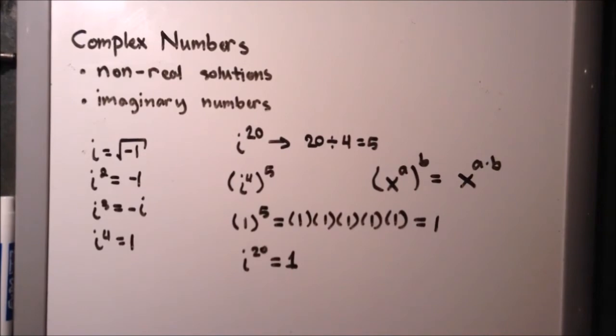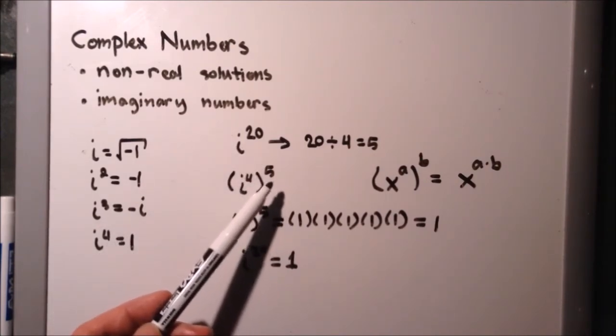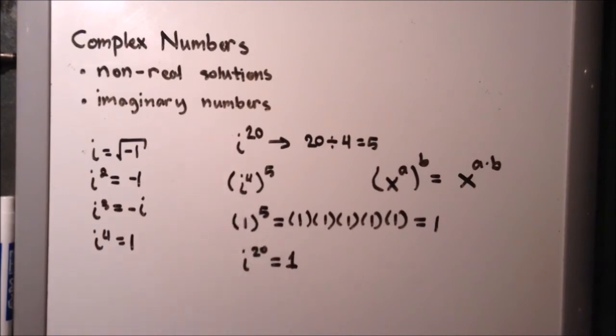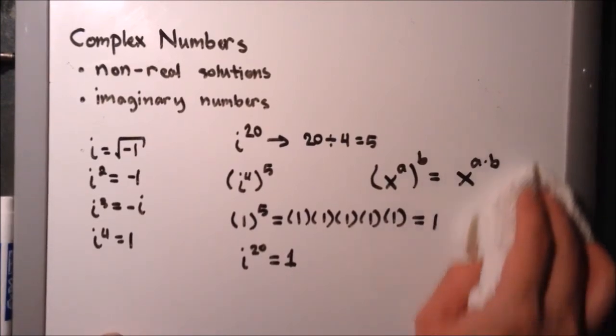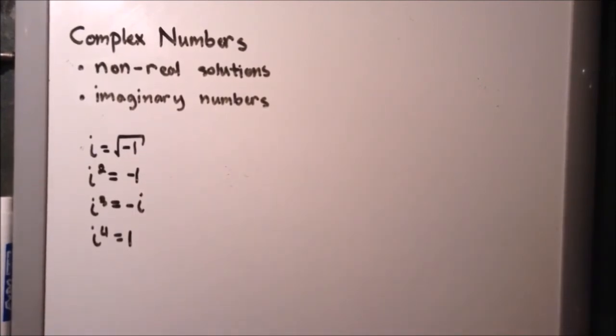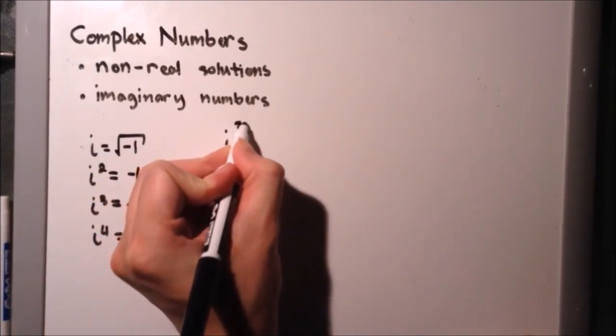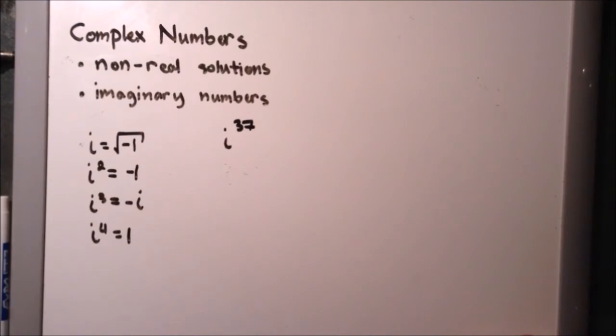So, that's another way of simplifying. And again, always start with i to the 4th if you can. In this case, it was divisible by 4, so that's why I have 5 out here and kept i to the 4th. So i to the 20th equals positive 1. Now let's see if we can go higher. So let's say we have i to the 37th power.